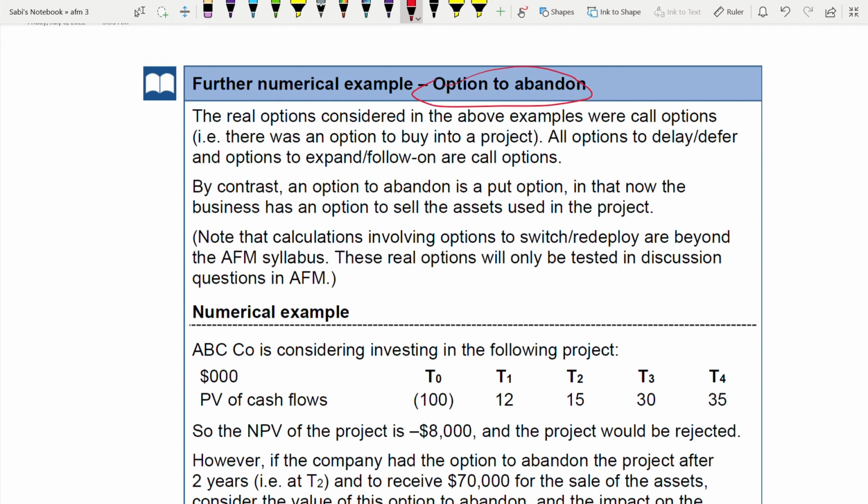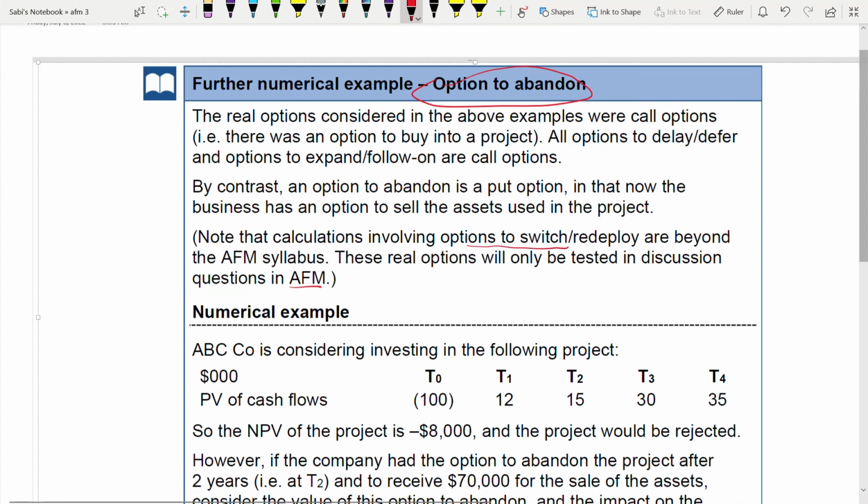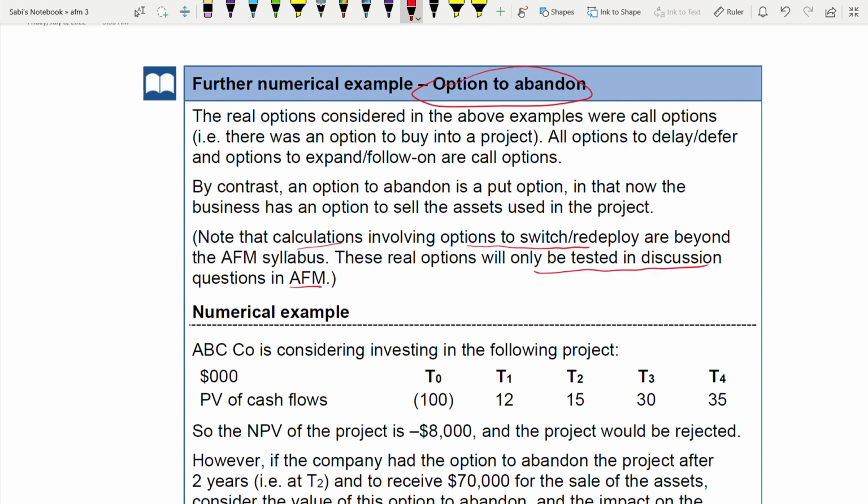In AFM, option to switch, there will be no calculation. They will only be tested in the discussion. So it could either be option to delay, option to expand, or option to abandon, which will be asked in calculations as well as discussions. But if it is regarding options to switch, it will only be tested as a discussion question.